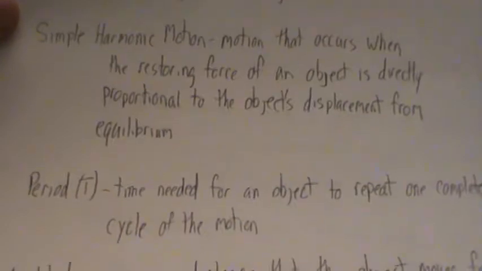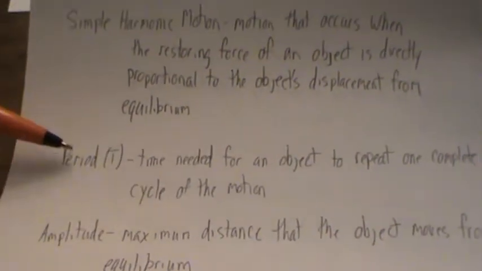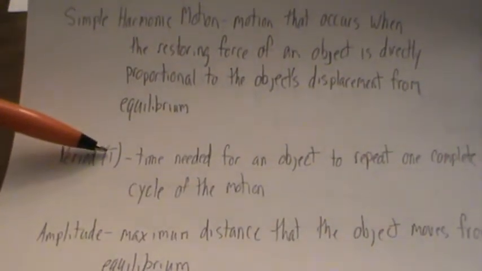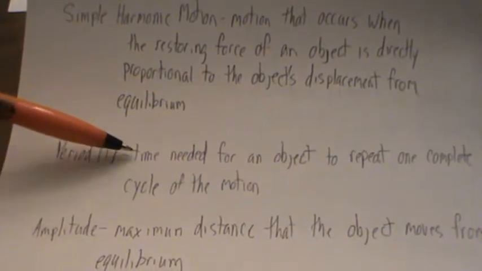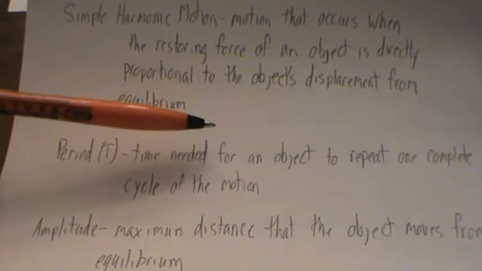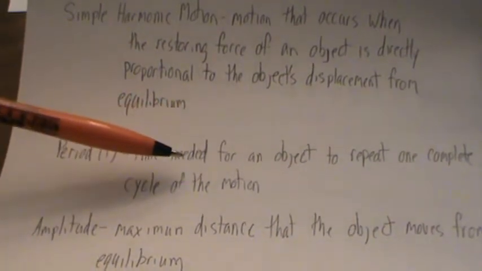Now, along with this movement, we're going to have a period, which is indicated with capital T, and period is just a time measurement. Period is the time needed for an object to repeat one complete cycle of motion.